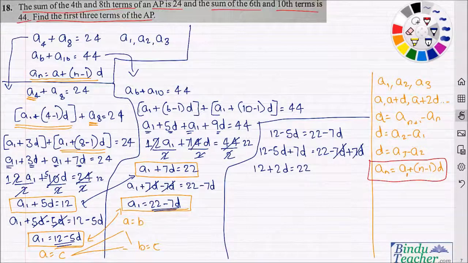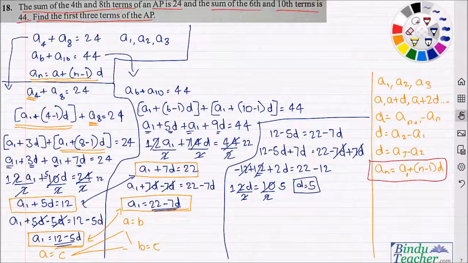Again, we can balance the equation. We will remove plus 12. So we will add a minus 12 on both sides of the equation. Plus 12 and minus 12 cancel out each other. We get 2D equal to 22 minus 12, which is 10. Now again, we can divide by 2 on each side. We get 2 divided by 2 equals 1 and 10 divided by 2 equals 5. So we get D equals 5. So the common difference D is equal to 5 here.